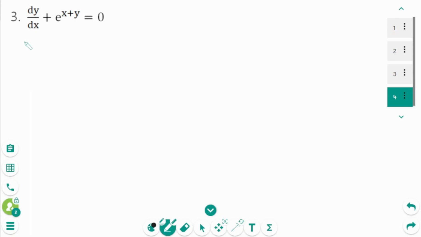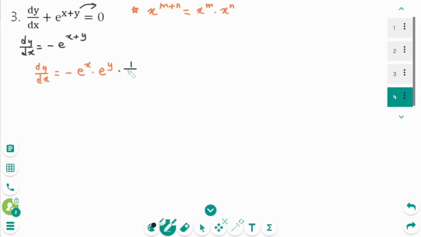This is the last one. dy dx equals, move to the right, minus e to the power of x plus y. Then use the formula, x to the power of m plus n equals x to the power of m times x to the power of n. Then dy dx equals minus e to the power of x times e to the power of y. Divide by e to the power of y on each side.